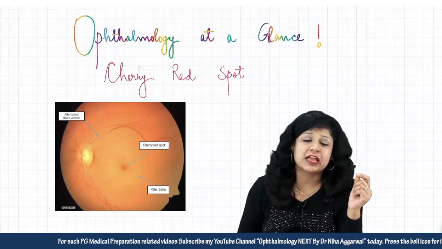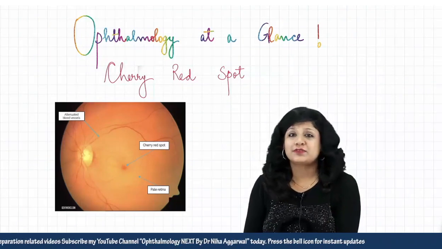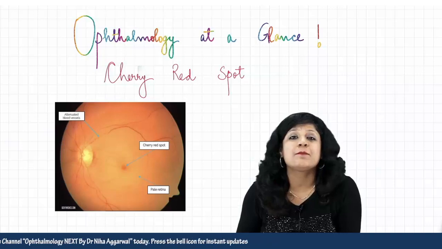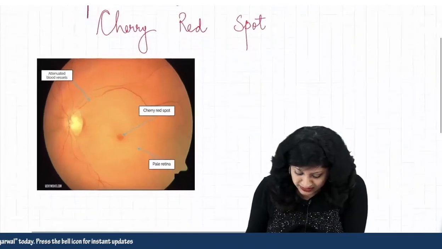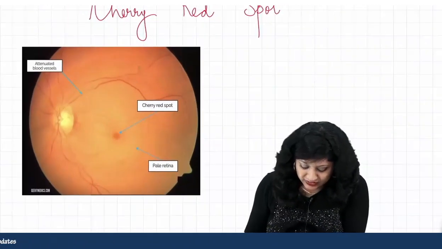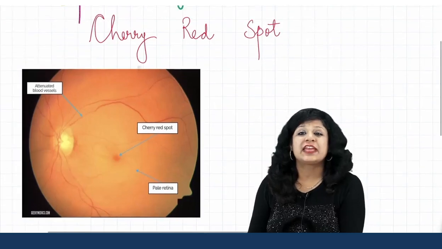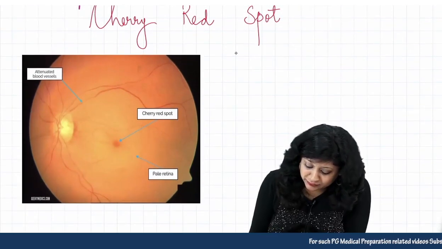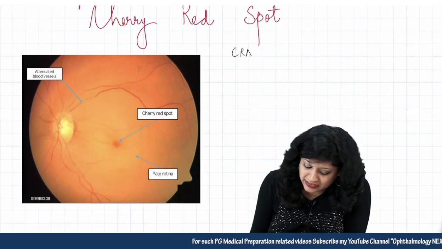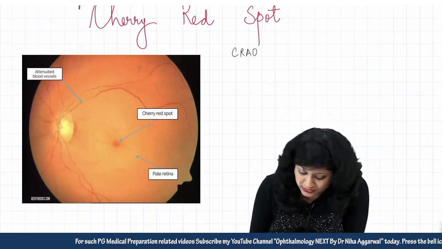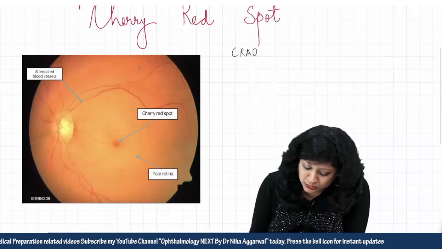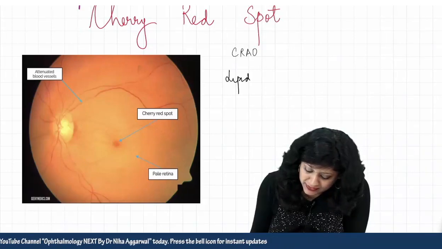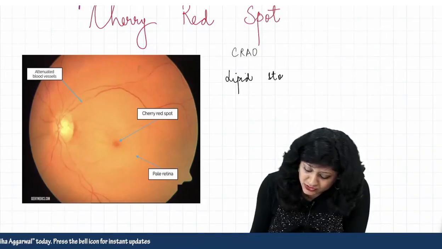Today we are going to see at a glance the cherry red spot. I got so many requests about the fundus images, so we will be taking them one by one. So the first image is your cherry red spot. So what is this cherry red spot? If you look at the causes, it is found in CRAO, that is the most important cause, and apart from this, it is also found in the lipid storage diseases.